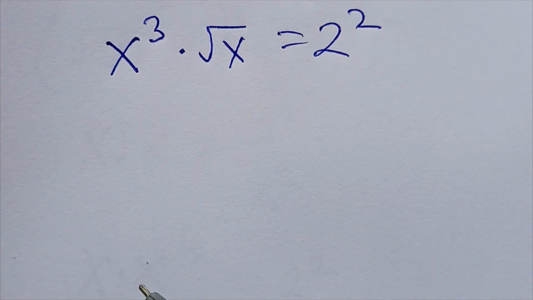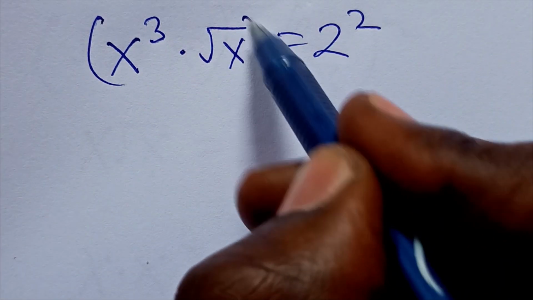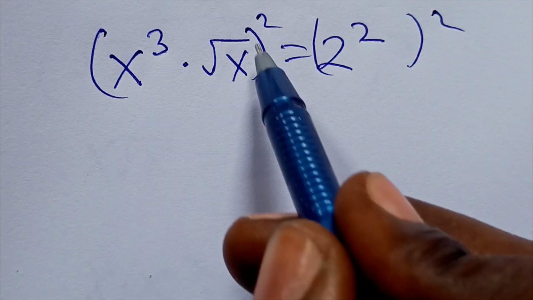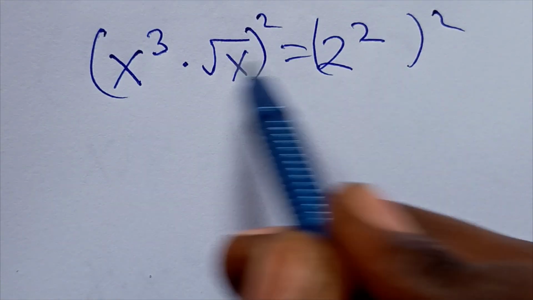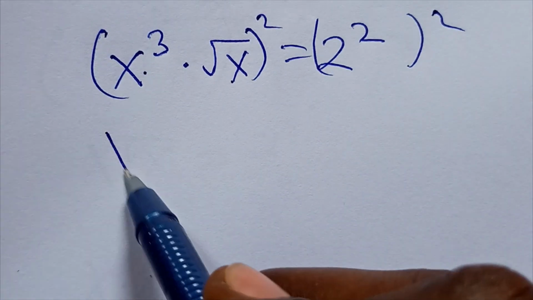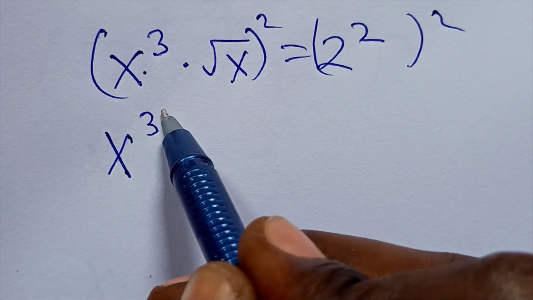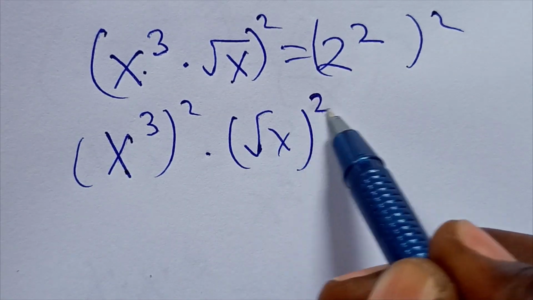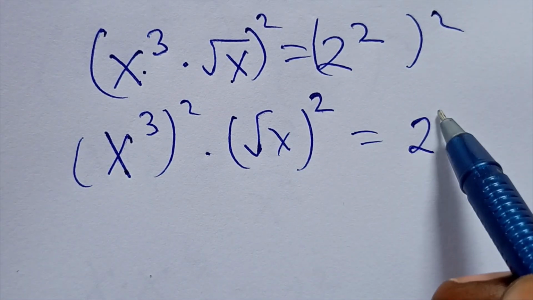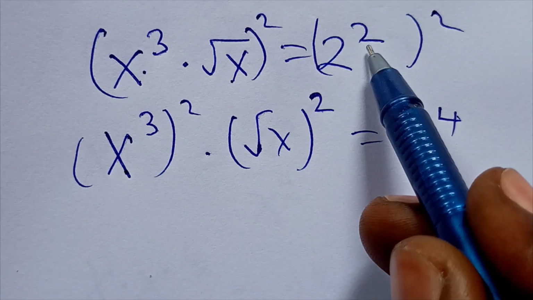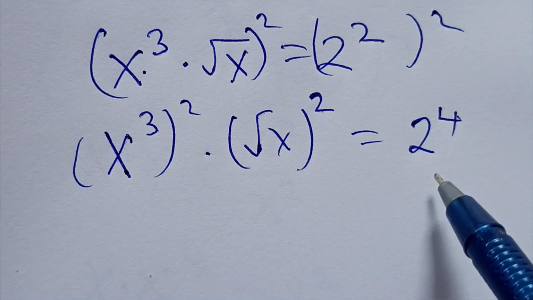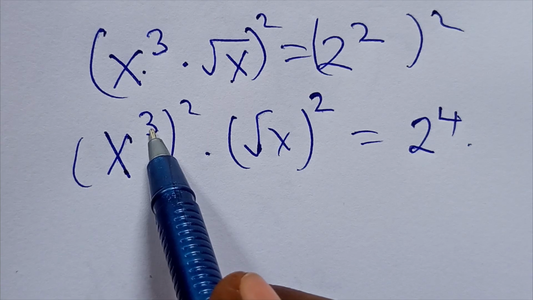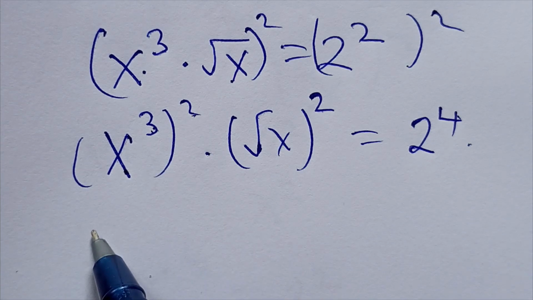So we can decide to square both sides again. We're squaring both sides again, and this square will affect both this and this. So 2 to the power of 4, because 2 times 2 gives us 2 to the power of 4 here. Then the same thing here: this will multiply this from the law of indices.